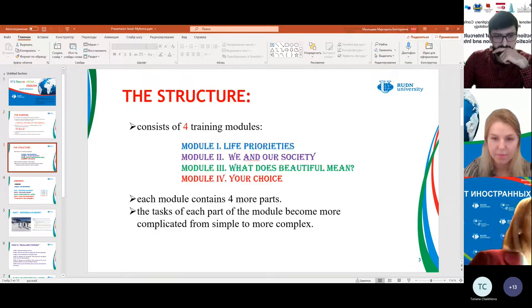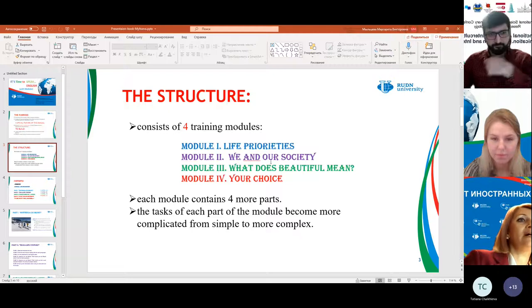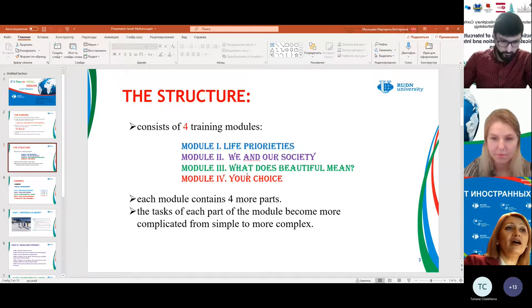So you can see the structure of this manual. The manual consists of four training modules, and each module contains four parts. Module 1, life priorities. Module 2, we and our society. Module 3, what does beautiful mean? And module 4, your choice.